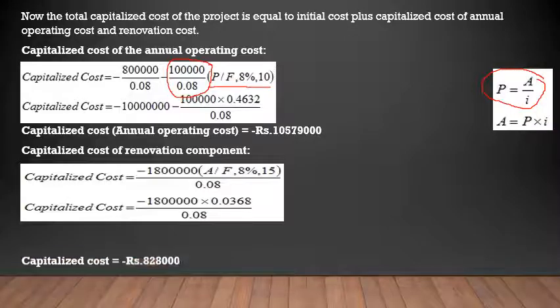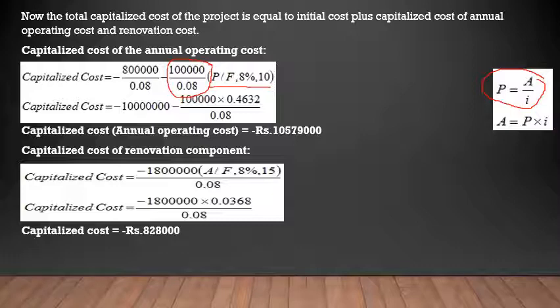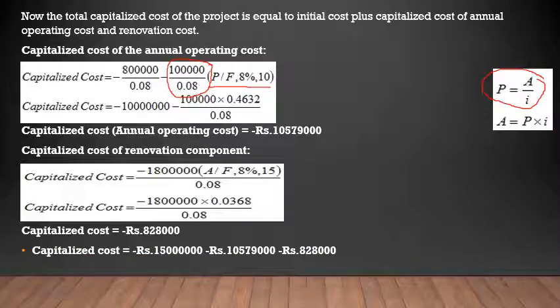Now the total capitalized cost. This is the capitalized cost of 828,000, that is the capitalized cost of the renovation component. What is the total capitalized cost? Total capitalized cost is the initial investment, that is 1,50,000, plus the capitalized cost from the annual operating cost, plus the capitalized cost from the renovation component. Add all the three. The summation of these three will be the total capitalized cost.